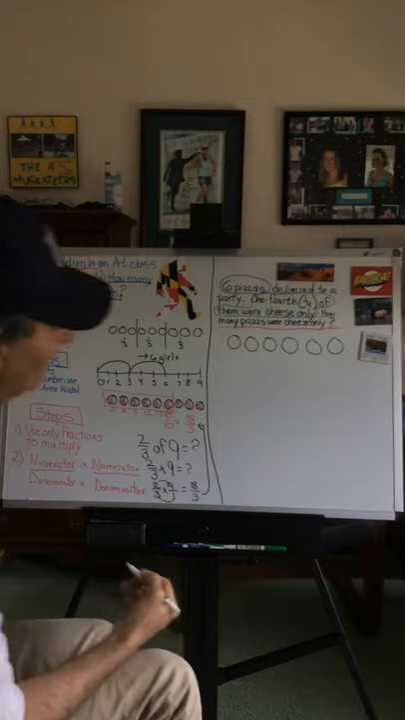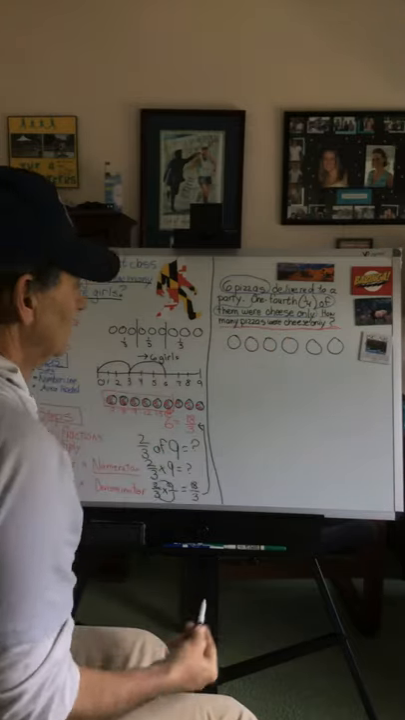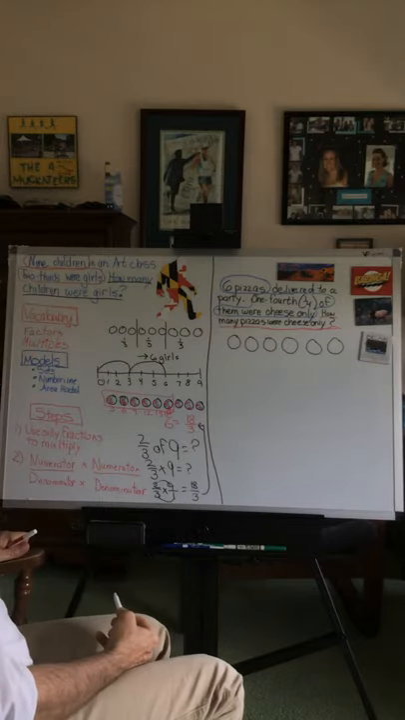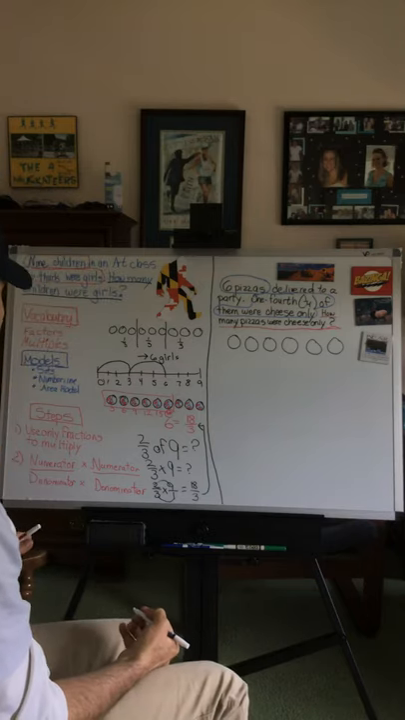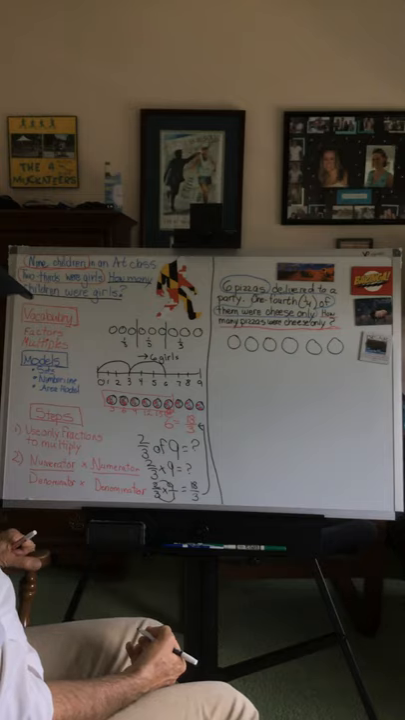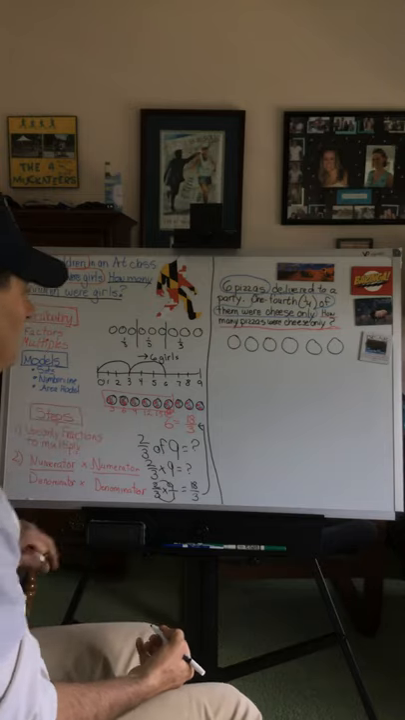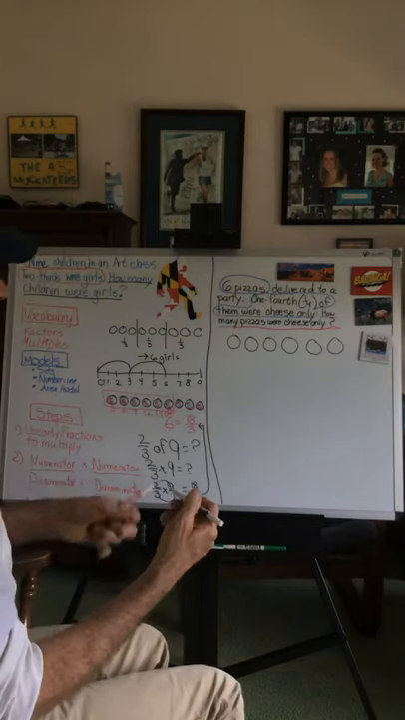But there's no way to divide those up into 4 equal groups. Because 4 is not a factor of 6. There's just no way. So I'm not going to be able to use sets. I'm going to run into the same problem. If you can't use sets, you can't use number lines. So I may have to revert back to my area drawing, and so I'll keep my 6.